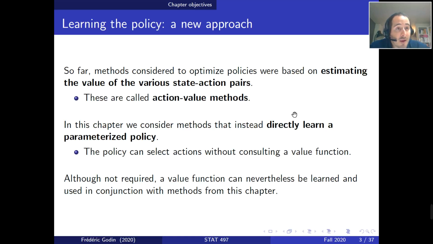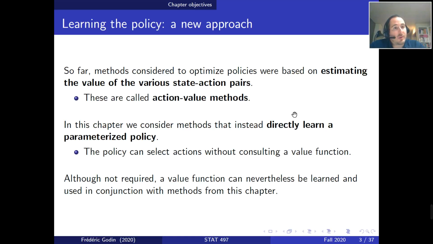policy. So this contains similar ideas to what we did in Chapter 9, in the sense that in Chapter 9 we had a parametric representation of the value function, whereas here we're still going to have a parametric representation, but the representation will be for the policy directly instead of a parametric representation of the value function.